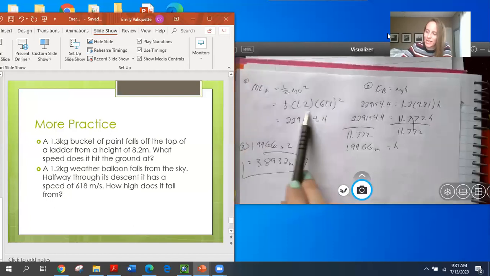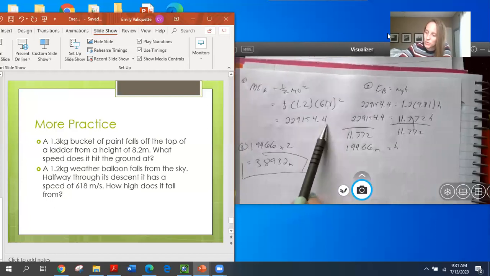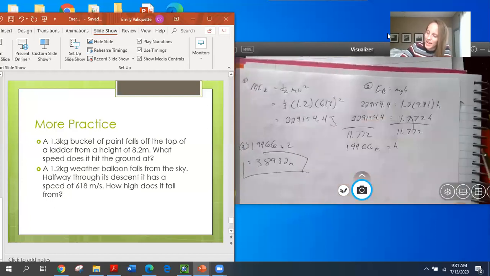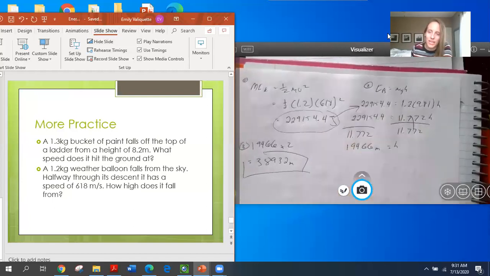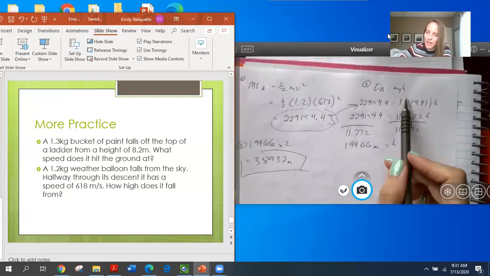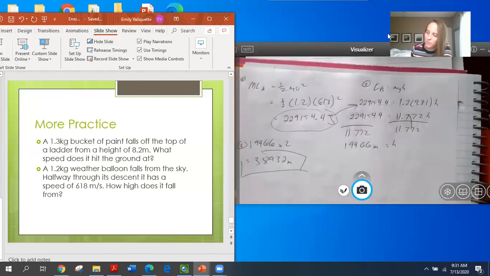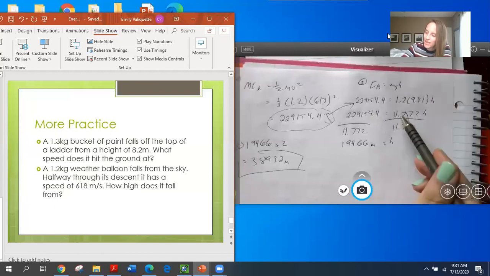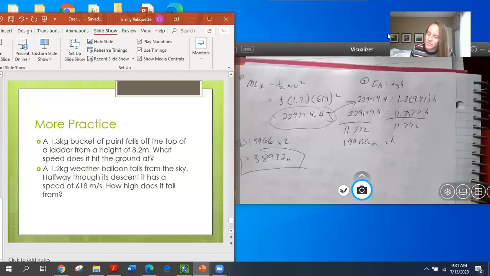I just did this all at once, got 229154.4 joules. And then I'm just going to plug that into where my EPG is, plug in my 1.2 kilograms again and my 9.81 to solve for H. So I multiply those two numbers together to get 11.772. Divide on both sides, that gives me 19,466 meters as my height.